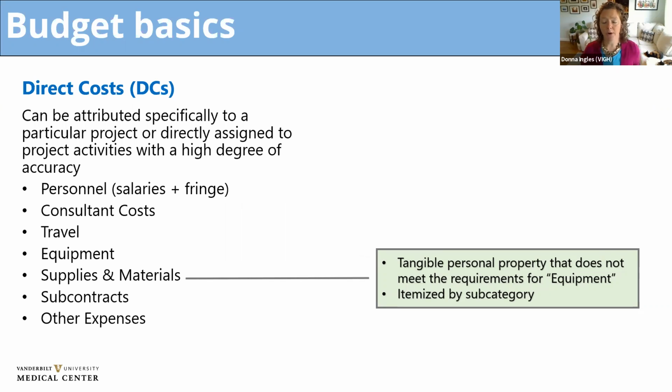Tangible personal property or other property that does not meet those requirements. So if it's less than $5,000 or doesn't have a useful life of a year, those go under supplies and materials instead. It's important to note that value added tax, or VAT, is allowed on NIH awards as a direct cost. Any supplies or materials can be itemized by subcategory. So laboratory supplies, office supplies, things like that.